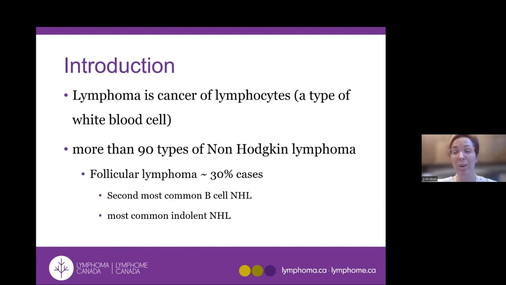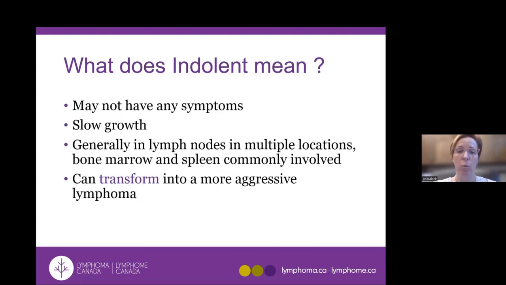Follicular lymphoma is very common. It's 30 to 35% of cases that we see. It's the second most common B-cell non-Hodgkin lymphoma, and it's the most common indolent non-Hodgkin lymphoma. And so what does indolent mean? Indolent means that you may not have symptoms, and it's generally a very slow growth over time.